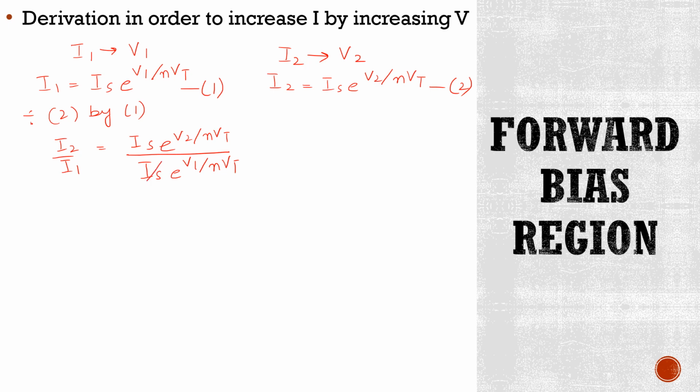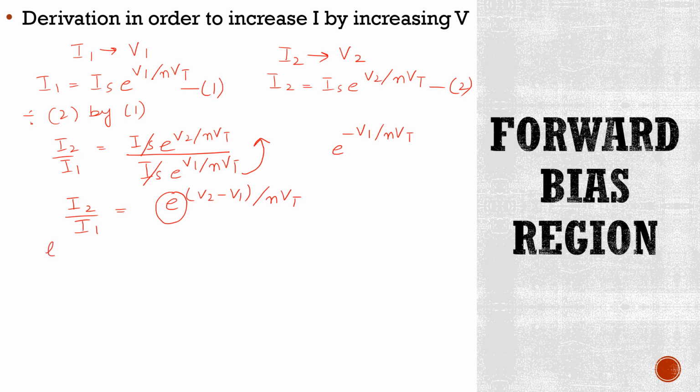Now this Is is cancelling this Is, and if we move this e into the numerator, then its power will become negative, and if bases are same, then we add their powers. So this equation now becomes e to the power (V2 minus V1) divided by nVT. Now again we have e in our equation, so we will take natural log on both sides.